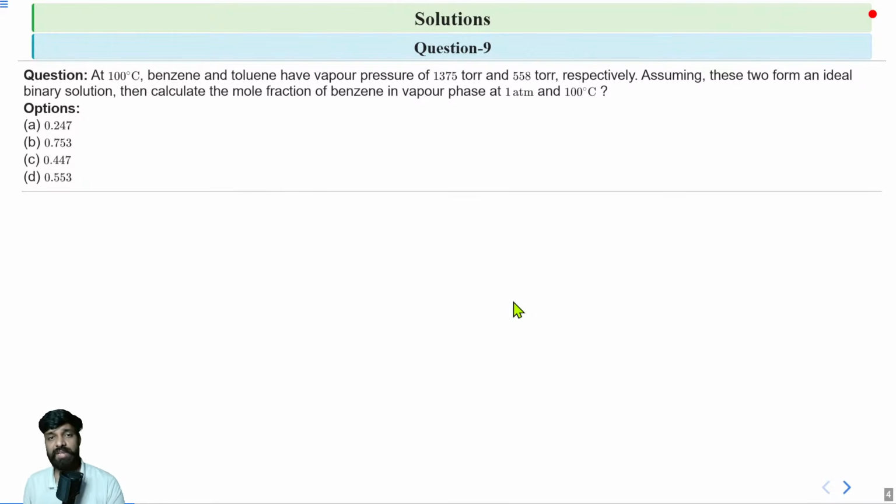So what are you given? You are given the partial pressure of your benzene and your partial pressure of your toluene. You have to suppose that this is an ideal binary solution. So in that case, your Raoult's law will be applicable, and further you have to use Raoult's law to solve this. The total pressure is also mentioned, it is 1 atm. See, it is given that assuming these two form an ideal binary solution, then calculate the mole fraction of benzene in vapor phase at 1 atm. So the total pressure is given as 1 atm here.